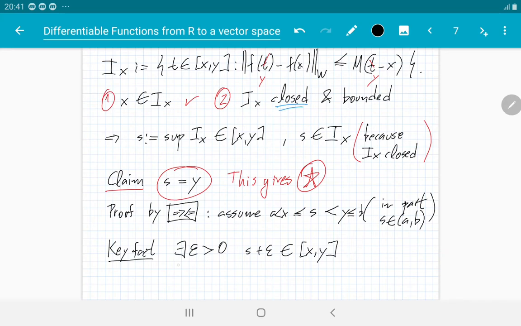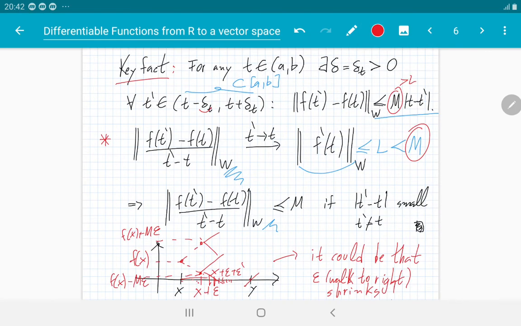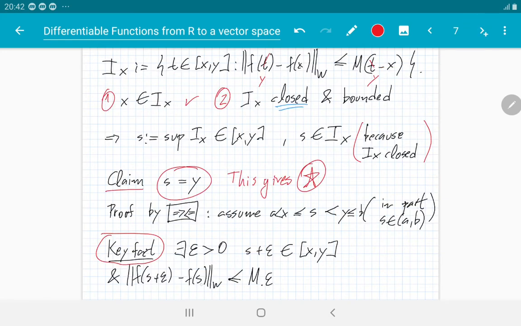And I know that the distance between the values of f, f of s plus epsilon and f of s, has to be less than or equal to m times epsilon. Right? Is that a key fact? It surely is. Let's go back and check. This is saying that I can move both to the left and to the right with this property. Given t in the open interval a, b, I can move both to the left or to the right, preserving this inequality. So here I chose to move to the left. This is my t, this is my t prime. T prime has to be inside that interval, but that's why I take epsilon small enough. And this is t prime minus t, which in this case is a positive number, so I don't need to take the absolute value.